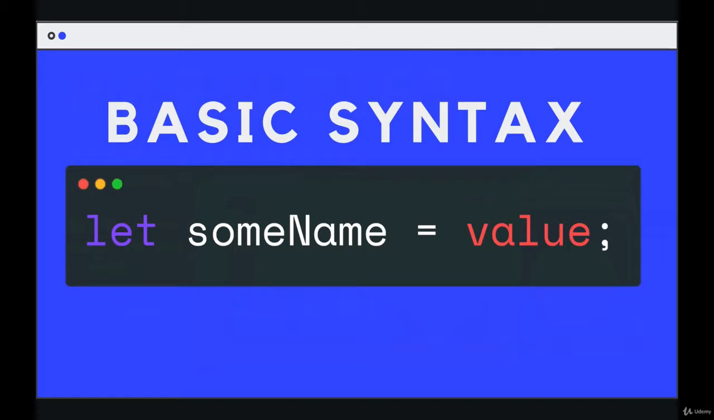First up, let. So let is the keyword we start with, and then a variable name. Some name is what I'm calling it here. It could be anything you want. It could be my variable. It could be stupid variable. It could be chicken eggs. There are a couple of conventions that we'll talk about in a moment. And then we have an equal sign and then a value.